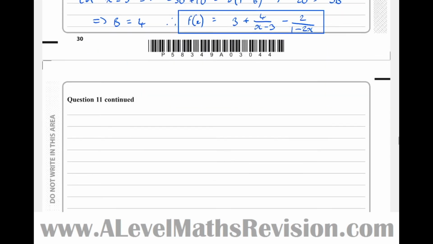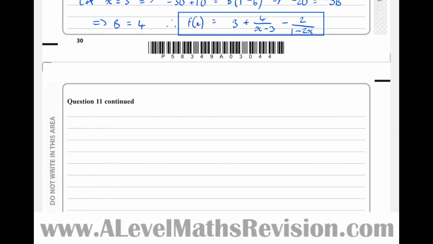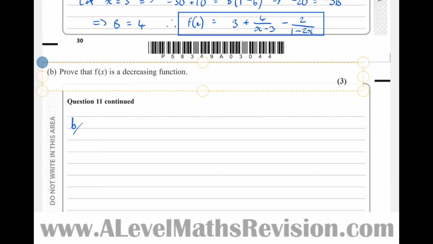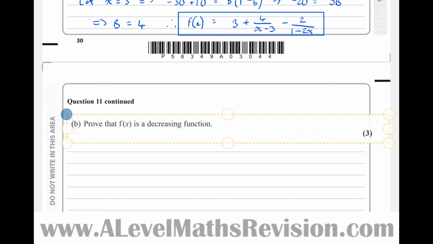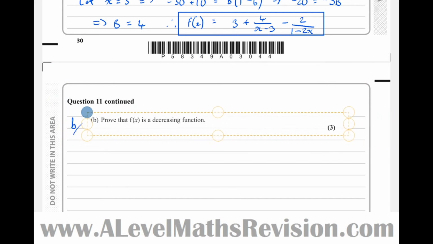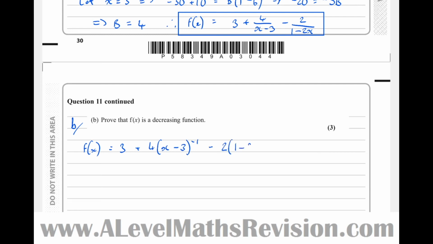So the next part, part B, so let's clearly label it part B. It says prove that f of x is a decreasing function. Well, the best way to do that is to differentiate it. So first of all, let's write f of x in a differentiable form. So f of x equals 3 plus 4 lots of x minus 3 to the power of minus 1 minus 2 lots of 1 minus 2x to the power of minus 1.